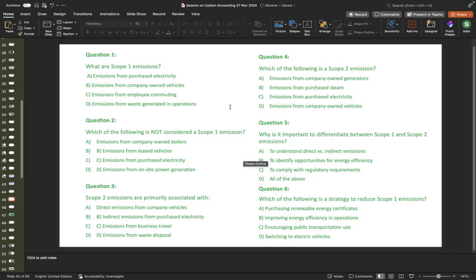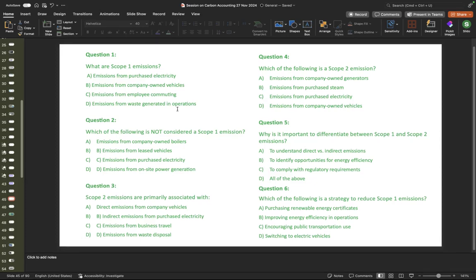Now question number 2. Let's go to the second question. Sir, by the way, can it be B and D? Why D? I know it's B for sure, but why not D? Okay, so why D? Let me ask you the other way around. B would be in scope 3.